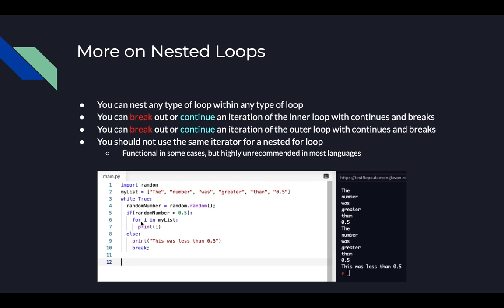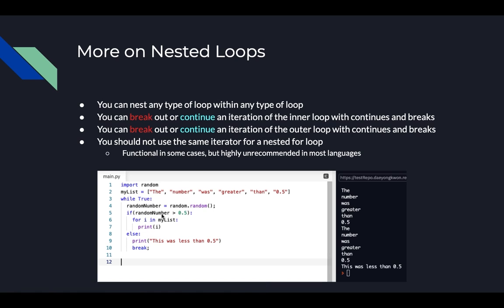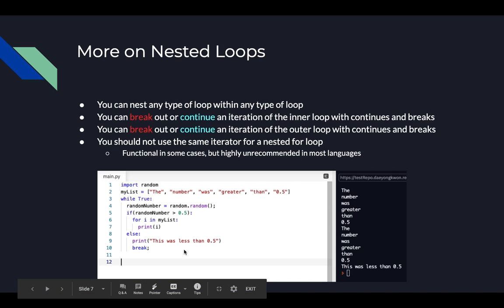And if that does happen, we're going to run this inner loop here. So for i in my list, which is this list we got here, and you're going to print i, i being the number was greater than 5, right? So that's going to happen. But if it's not, else statement, if it happens to be less than 0.5, then we just print this is less than 0.5 and we break, which means we kill this loop, right?